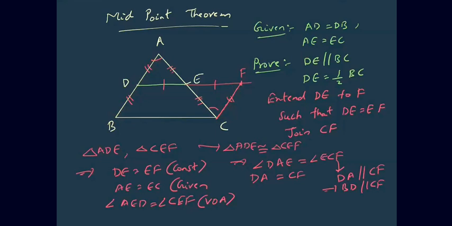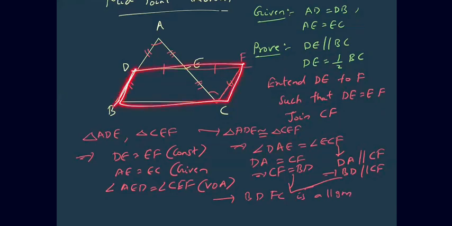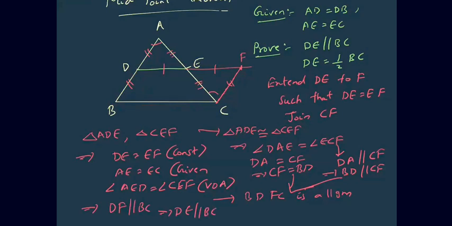And also CF is equal to BD. So since CF is equal to BD and BD is parallel to CF, from these two conditions I can say that BDFC must be a parallelogram, because if in any quadrilateral one pair of opposite sides are parallel and equal, then that quadrilateral is a parallelogram. So BDFC is a parallelogram. This implies that DF is parallel to BC. This also implies that DE is parallel to BC.